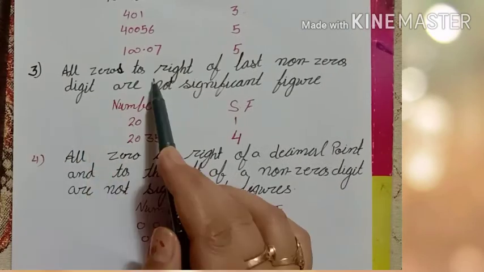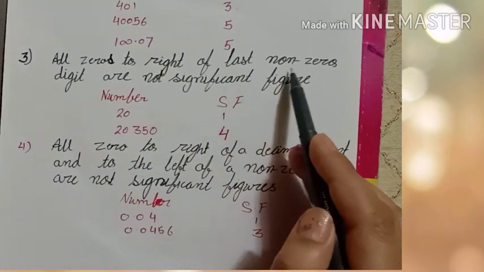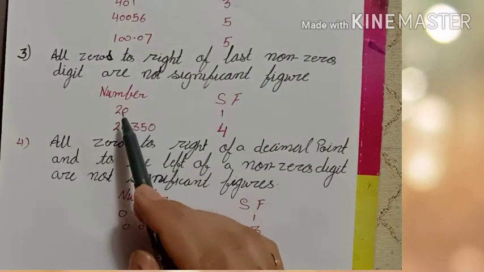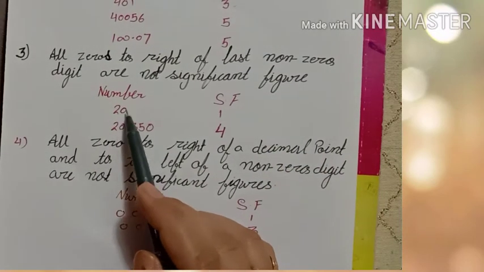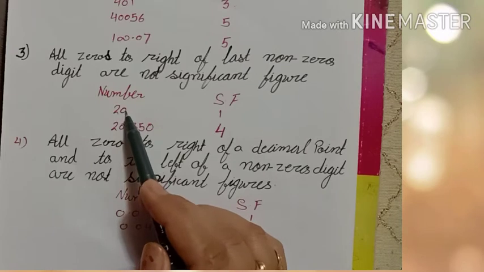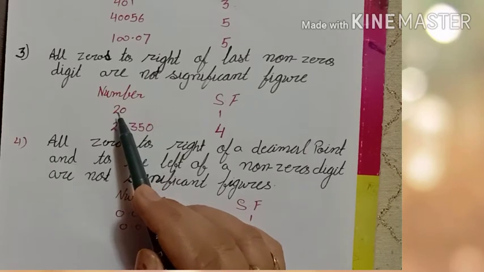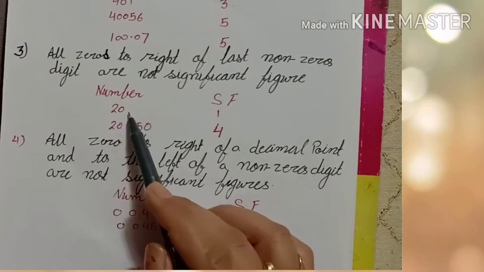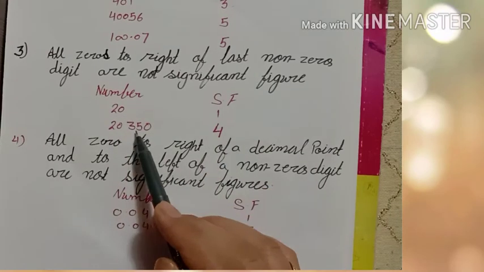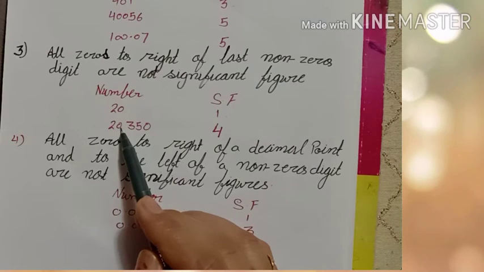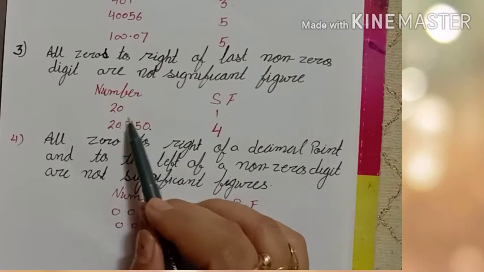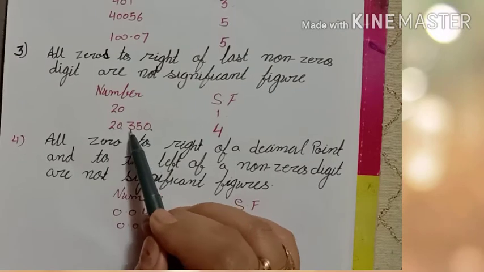Third rule: all zeros to the right of the last non-zero digit are non-significant. Example: 20. Here this 0 comes after the non-zero digit on the right-hand side, so the significant figure is only 1. 20350: this 0 is significant, but this last 0 is not. So the total significant figures in this are 1, 2, 3, 4.